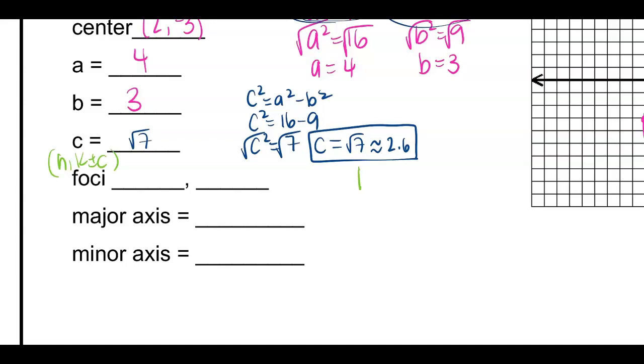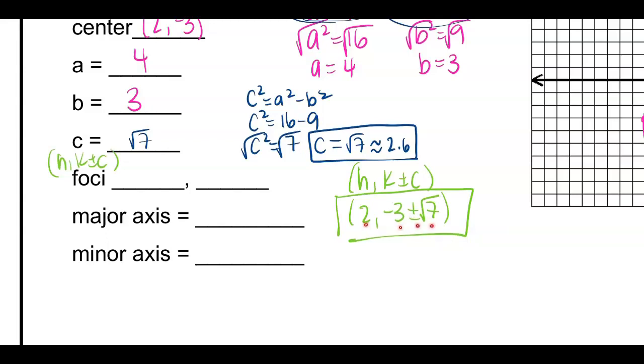So with the space that I have, H, comma, K plus or minus C, my H value is 2, comma, K, which is -3 plus or minus the square root of 7. There's really nothing else I can do for it. I could technically split this up where one is 2, comma, -3 plus the square root of 7, and then 2, -3 minus the square root of 7, but that's too much work. In this coordinate space, I'm going to just write this as 2, comma, -3 plus or minus the square root of 7. That's my focus point, or my foci points.